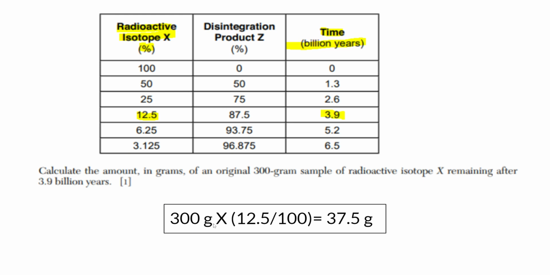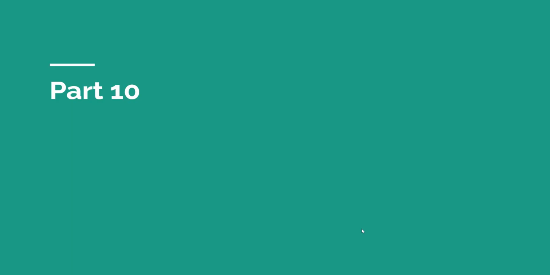So you're going to do 300 grams because that's what you started with times the percentage of however much you have left. So since I have 12.5% left, I'm going to do multiplied by 12.5 divided by 100. Any percentage is always written by the number divided by 100. 12.5 would be represented as 12.5 divided by 100. So 300 grams times 12.5 divided by 100 will be 37.5 grams. So we started off with 300 grams when it was 100%. At 12.5%, we're left with 37.5 grams. And that's it.